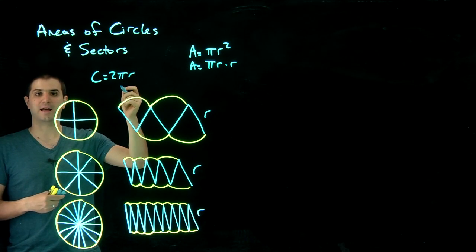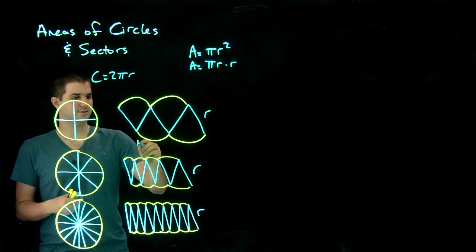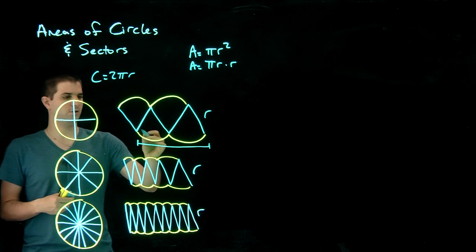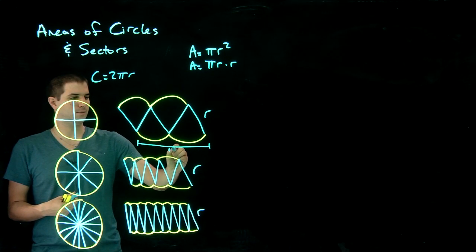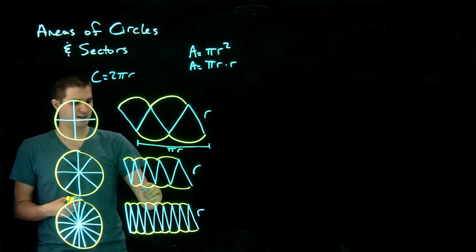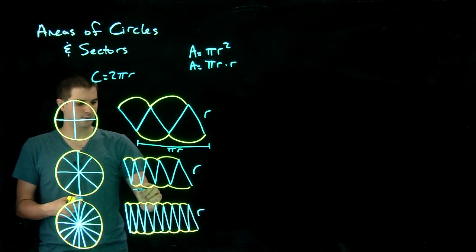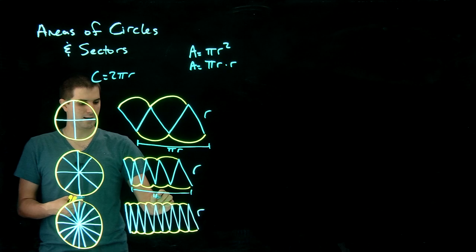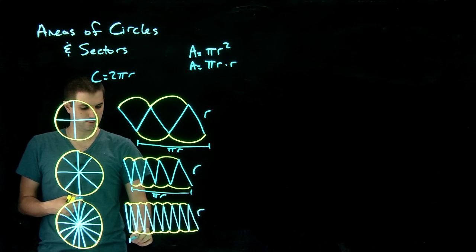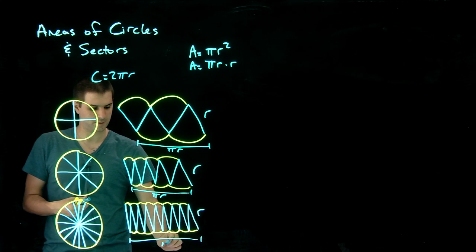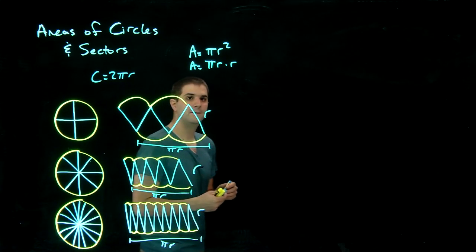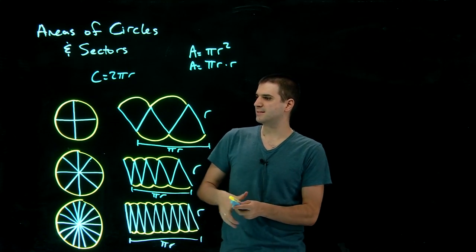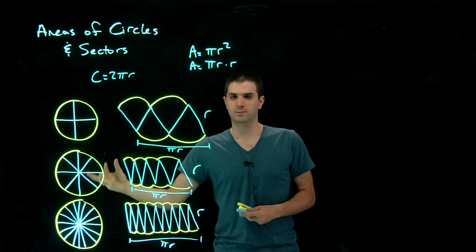Okay, so half of that is just pi r. So this distance, if we could take the arc length, that would be pi r. Same here, this would be pi r. And the same thing here. This distance, again, the arc length would be pi r. And so now you can see, of course, we've only taken 4 segments, 8 segments, 16 segments.